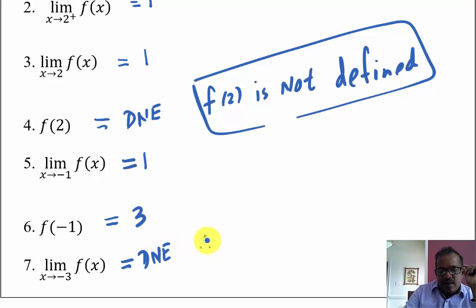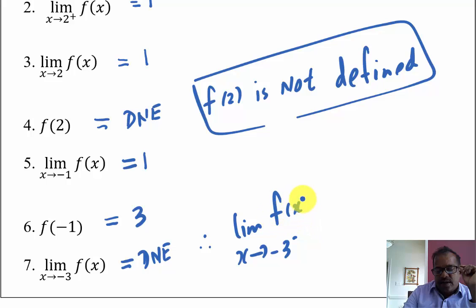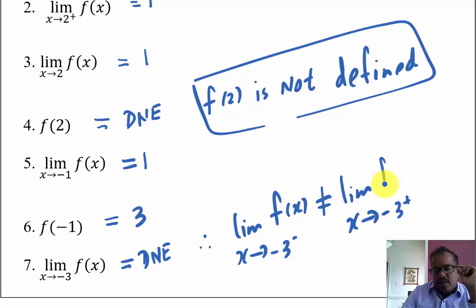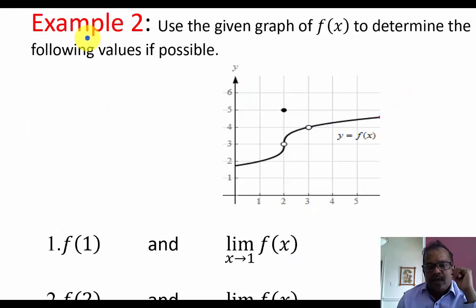The reason is the left limit, as x approaches negative 3 from the left, of f(x) is not equal to the limit as x approaches negative 3 from the right of f(x).